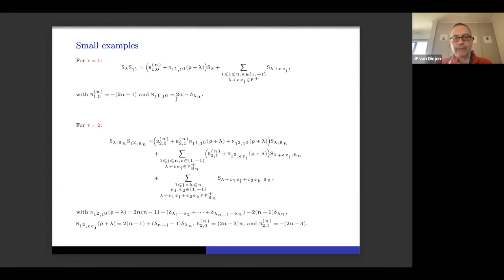These numbers become very explicit. This delta is just a kind of Kronecker delta. Well, what I mean is if the argument is 0, it's 1, and otherwise it's 0. So it's very compact here.